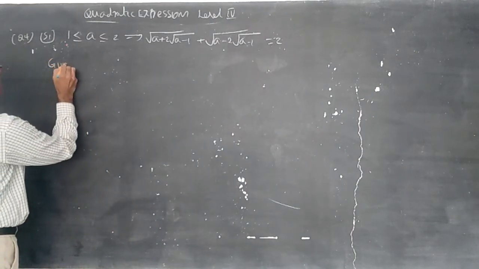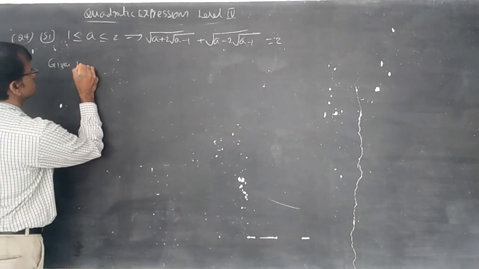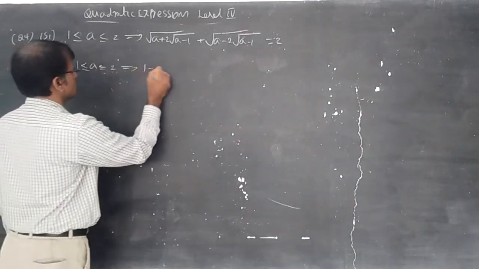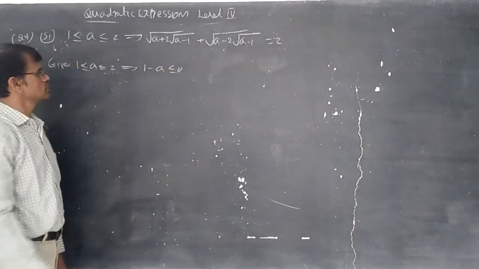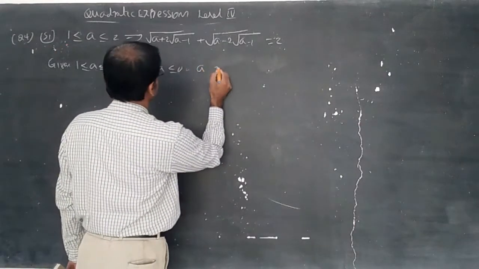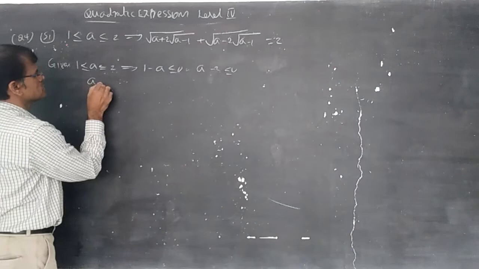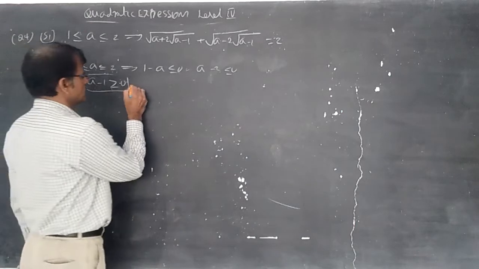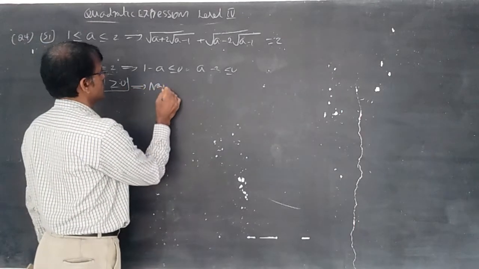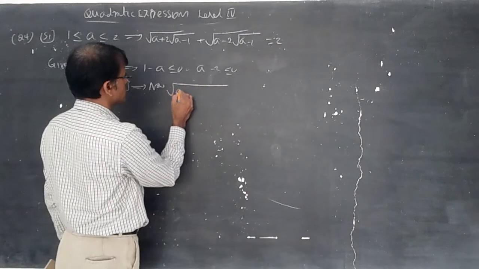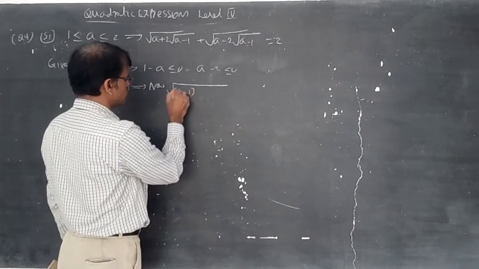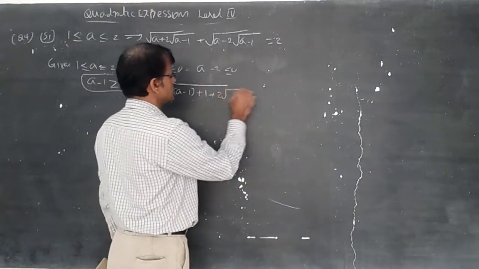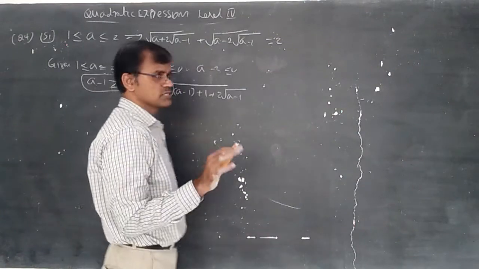Now, given 1 less than or equal to A less than or equal to 2, that implies 1 minus A less than or equal to 0 and A minus 2 less than or equal to 0. So A minus 1 is greater than or equal to 0; take A minus 1 as positive. Now you can write the root like this: A minus 1 plus 1 plus 2 into root of A minus 1. Students, A minus 1 is greater than 0.